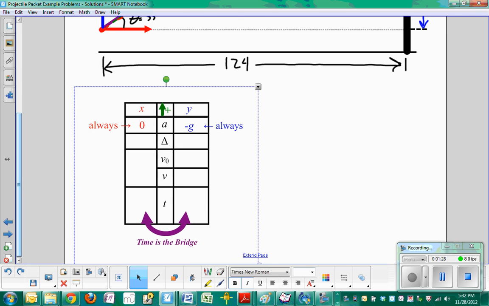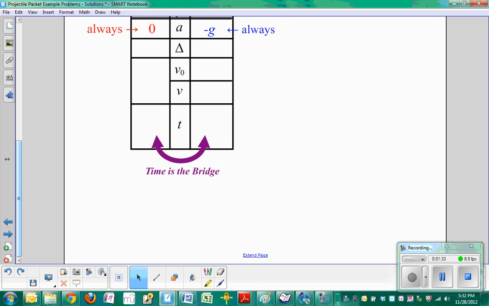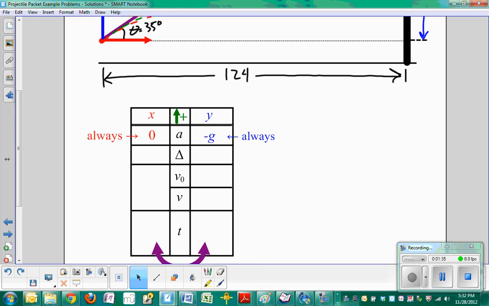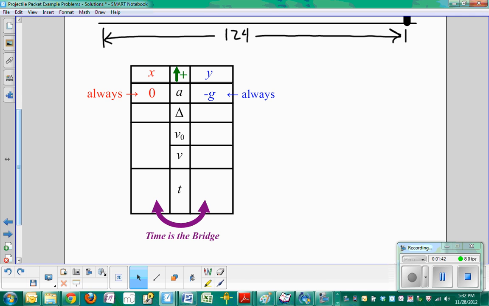The other ones didn't really require it, but let's go ahead and make this a reasonable size. All right, so now here's our table, and we're going to start filling some data in. Okay, so we know that x acceleration is 0, y acceleration is negative g. Those are always true. So for x, we have a delta x of 124 meters from the problem. We have a y that we want to know, and the question is, is delta y greater than 5 meters? Will it clear the fence or not?